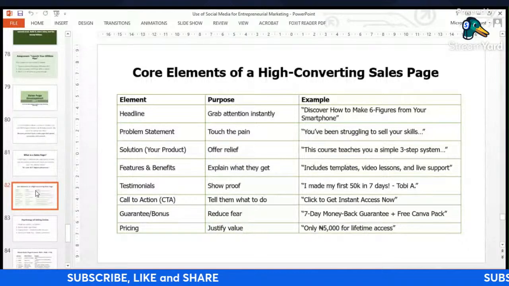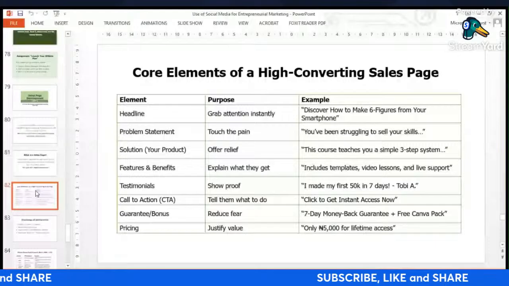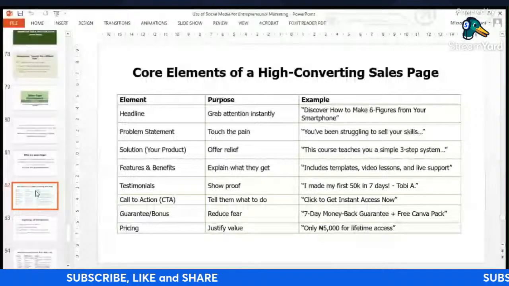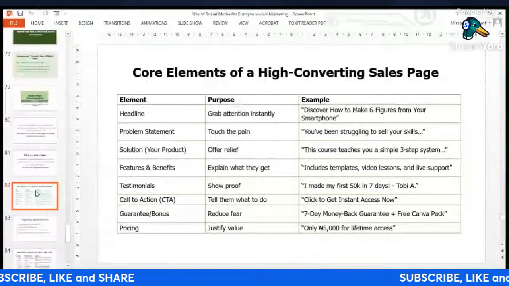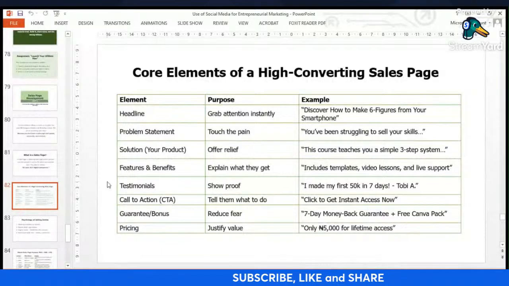They really do research to the point that they use a lot of headline testing platforms, just to put their headline there and see the level of performance and attention it will get. See, for example, I say, discover how to make 6 figures from your smartphone.